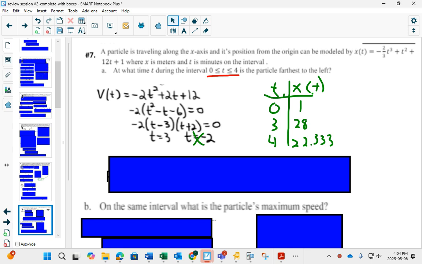And so, we check the endpoints. At 0, where is it? At 4, where is it? And at where it changes direction, where is it?